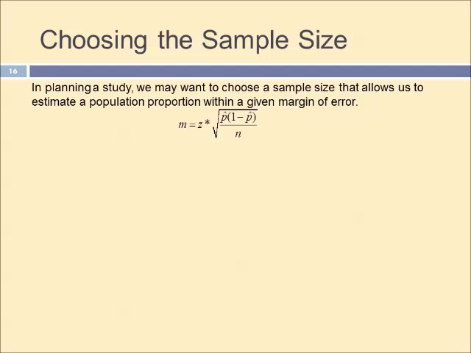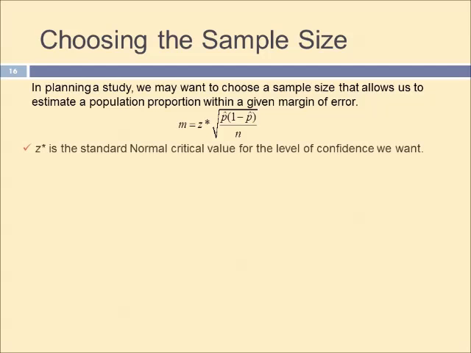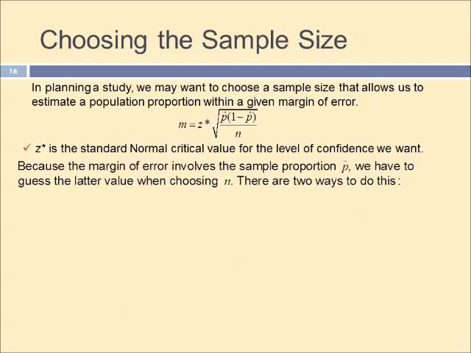Now, when planning a study, we might want to choose a sample size that allows us to estimate a population proportion within some given margin of error. We did this with population means. So we know that the margin of error for a confidence interval for a proportion is z star times the standard error, where z star is the critical value. Because the margin of error involves the sample proportion, we have to actually guess what this value is when choosing a sample size. Since we haven't actually collected the sample, we need to estimate, just to guess.